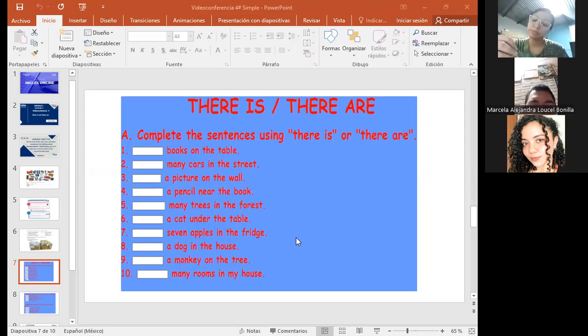Son cuartos, es plural. They are, ¿no? No, there are es cuando estamos hablando de varios, dos o más objetos. Singular o plural, okay. Plural es there are y singular es there is. There are. Y que hay varios cuartos en la casa. Así es. Hay muchos, muchos cuartos en my house, en mi casa. Así es.